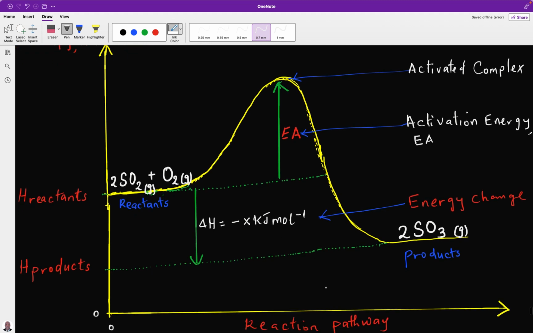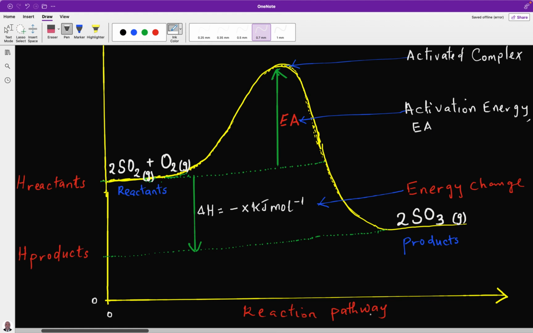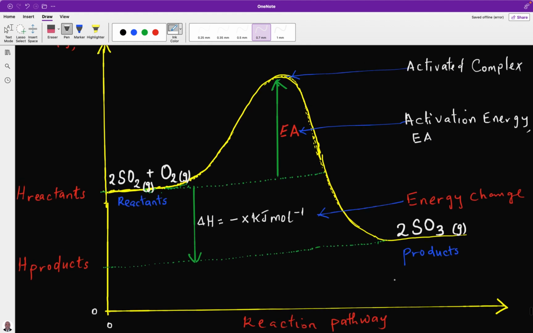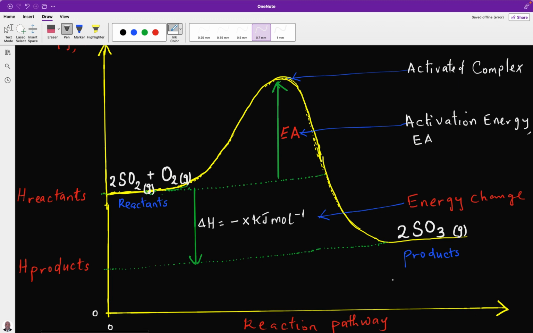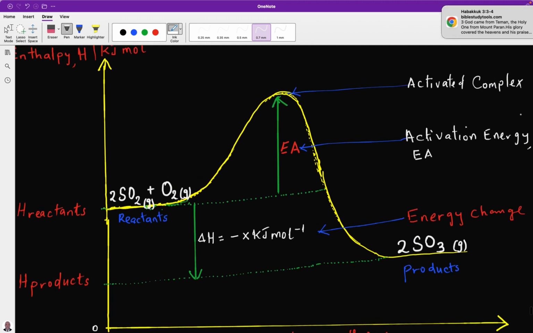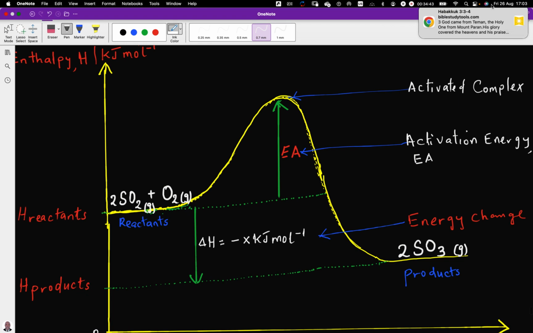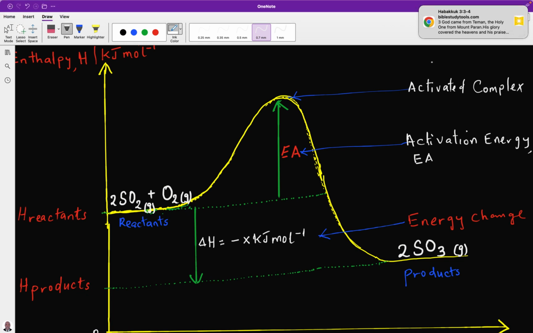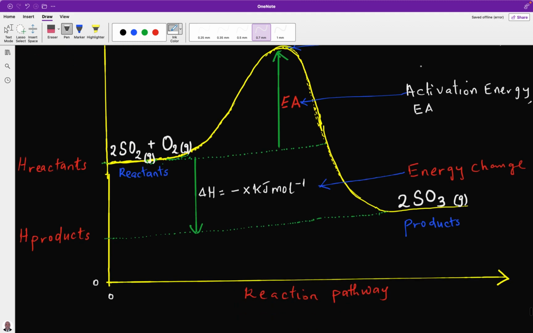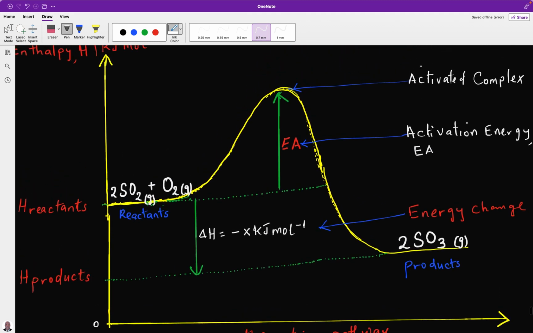And this is the reaction pathway. If you can draw this and label it, with the energy of reactants, energy of products, the activated complex, and give the enthalpy change in kilojoule per mole, the examiner will give you all your marks. Okay, let's go to the next question.